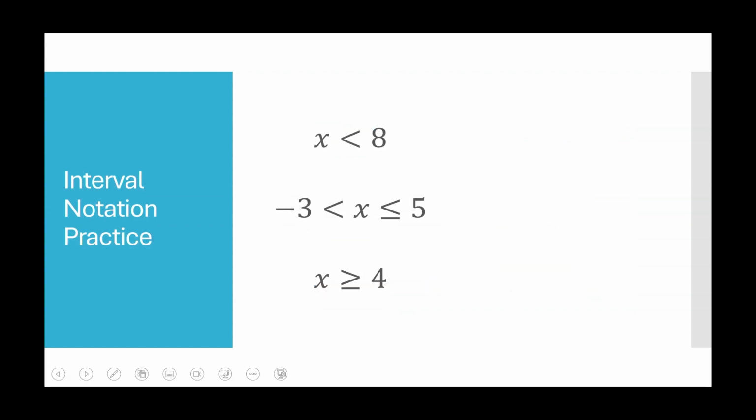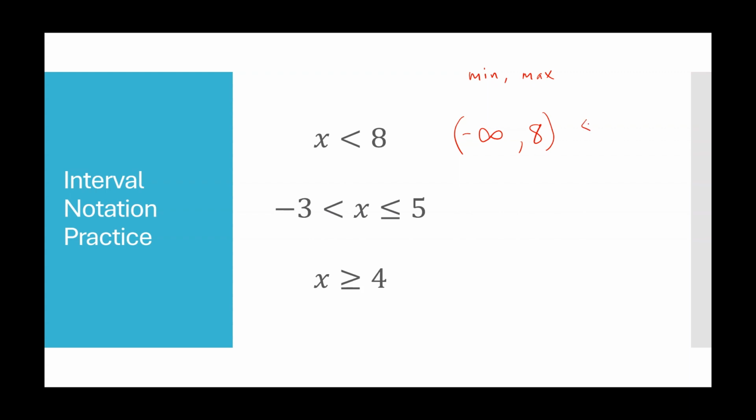So just quick practice with this. If x is less than 8, that means 8 is the biggest possible number I could have. I'm remembering I'm going from my min to my max. And x could be anything smaller than 8. So I don't really have a minimum. It's negative infinity. It goes forever. Since this was strictly less than, it didn't have the or equals to, this is a round bracket.